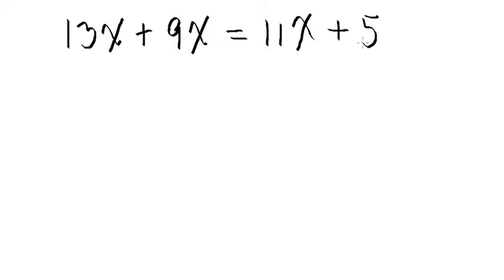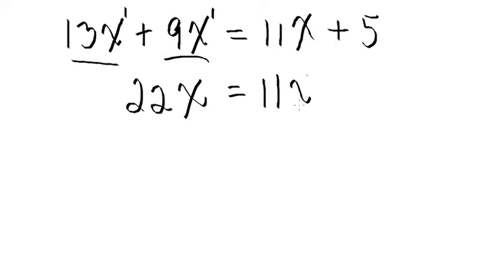Okay, so remember like terms? Remember all that? What like terms were? These are like terms. Both have degree 1 here as the variable. We can add their coefficients. So 13 and 9 added together gives us, what does that give us? 22. 22x is equal to 11x plus 5.